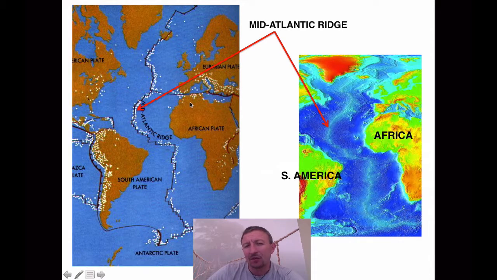Now, on the other side of the coin, you've got to say, well, if that's getting bigger, something's got to be getting smaller. Well, that's true. On the other side of the world, we've got the Pacific Ocean. So the Pacific Ocean is actually getting smaller. So this just gives you an indication of the ridge that is actually formed.